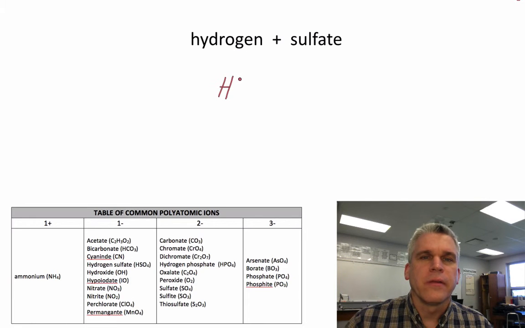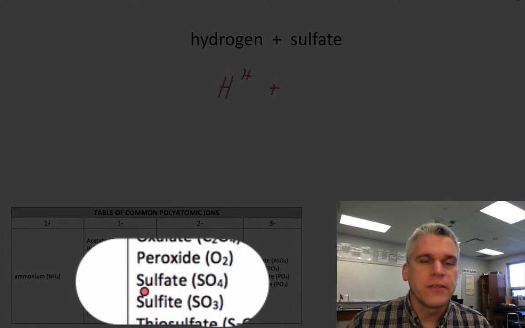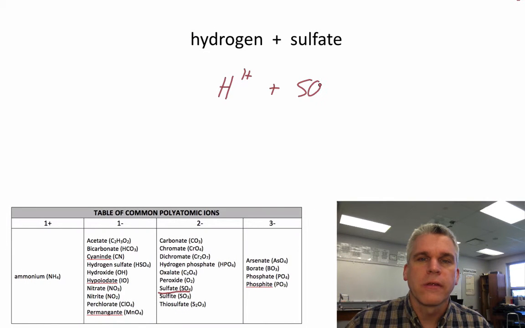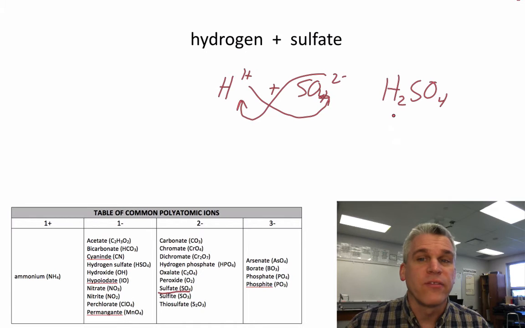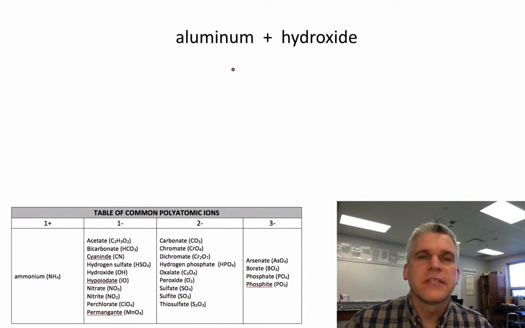Let's do another one. Hydrogen, there's no Roman numeral, but we do know that based on the periodic table, it would be a 1 plus. We need to find sulfate, which is under 2 negative. There you see it's SO4, and that is 2 negative. We do the crisscross method. The 2 goes with the hydrogen, the 1 goes with the sulfate, and so we have H2SO4, and we have the chemical formula.